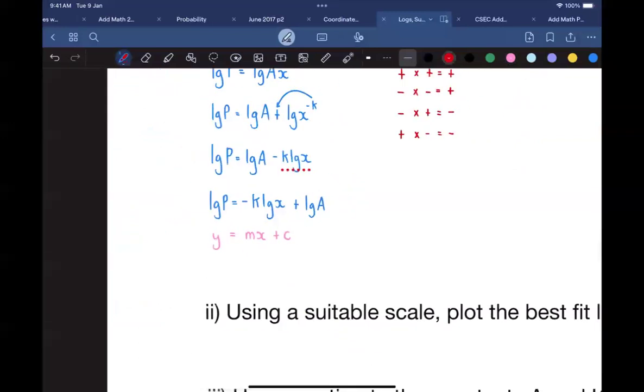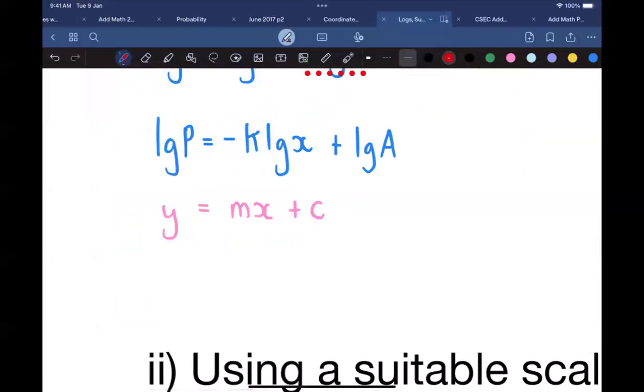minus K log. Wait, be very careful. Log X, that's a whole term by itself. Minus K, that's a term by itself. That's M. And then X will be log X and then C is log A. Yes.